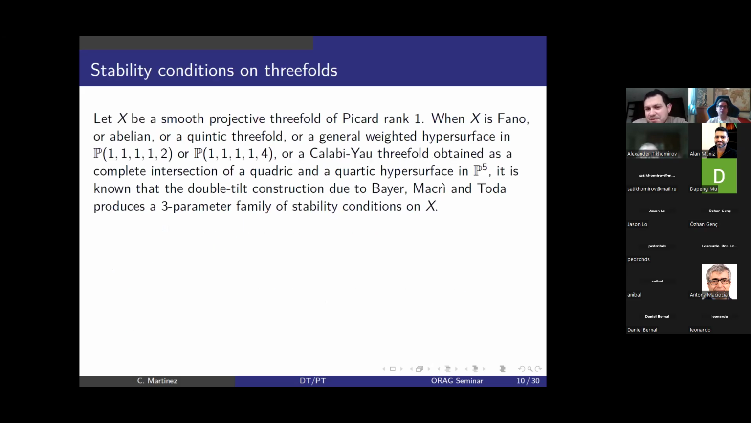So for that, I have to tell you a little bit about how stability conditions work on threefolds. Of course, we won't be able to do this for an arbitrary threefold because we don't know a construction of stability conditions that works on any threefold.